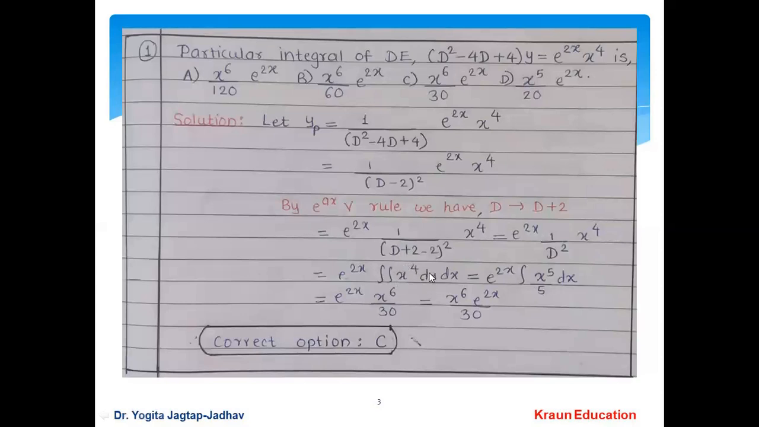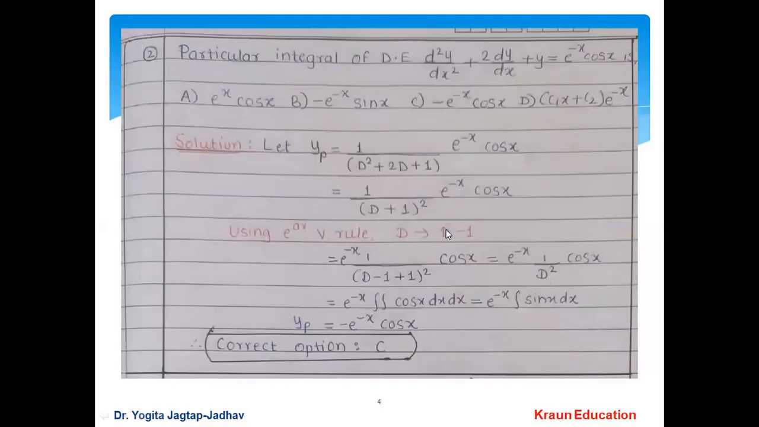You know, integration of x raised to 4 is what? x raised to 5 upon 5. Again, we have to take its integration. The integration of x raised to 5 is x raised to 6 upon 6. And you know, 5 into 6 is 30. Therefore, particular integral yp equal to x raised to 6 e raised to 2x upon 30. Therefore, C is the correct option.